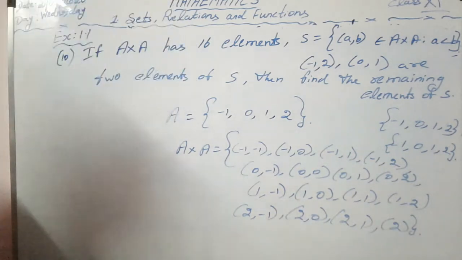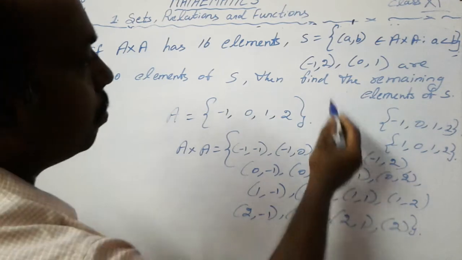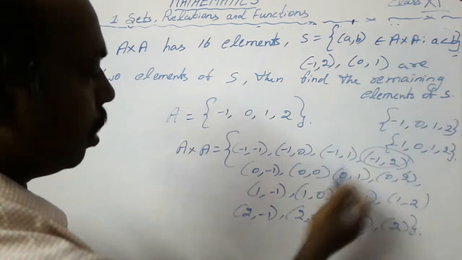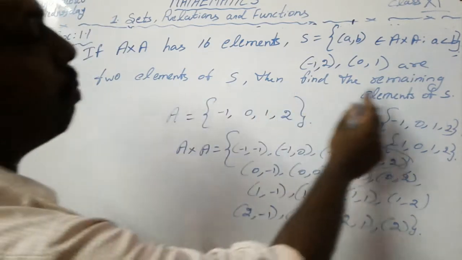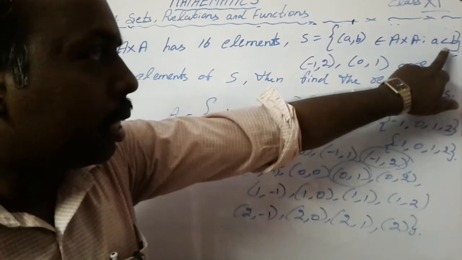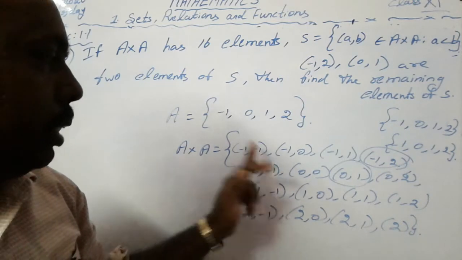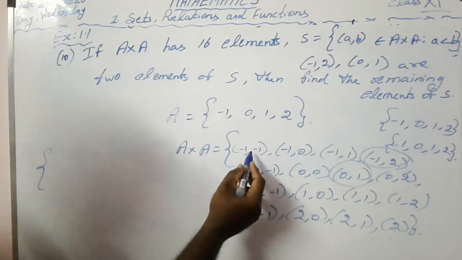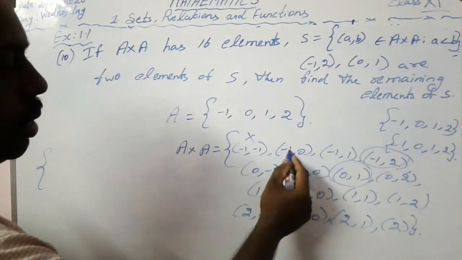But our question is, the sum of the elements is given. What are the elements? -1 comma 2, and 0 comma 1. And the remaining elements we have to find. For the remaining elements, the condition is given. What is the condition? A must be less than B, that is, the first number should be less than the second number. So what are the elements that will come? It won't come because it is equal, no? This one, A is less than B.